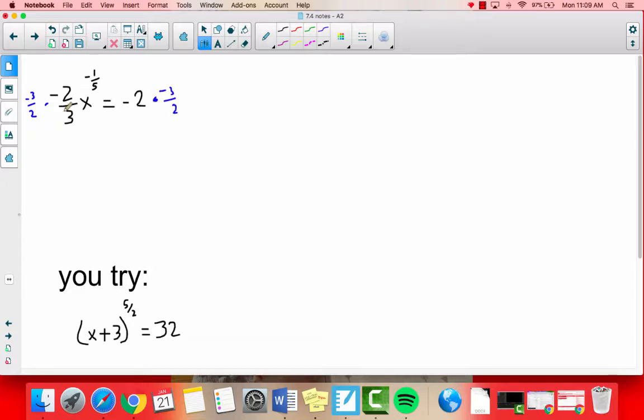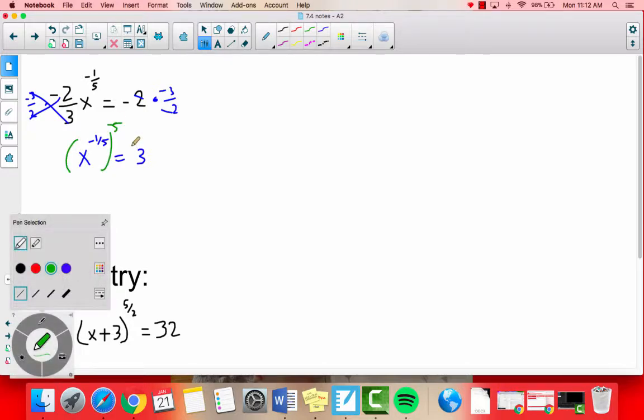And when I multiply both sides, this on the left cancels, and I'm left with x to the negative 1/5, sorry. And then equals, if I multiply here, two negatives become a positive, and my 2's cancel, so I'm left with positive 3. Now to finish this problem out, I want to get rid of my negative 1/5 exponent, and to get rid of a negative 1/5, I'm going to raise all of this to the negative 5th power.